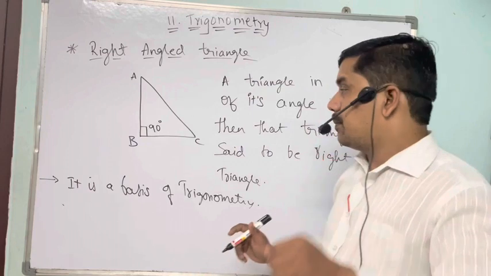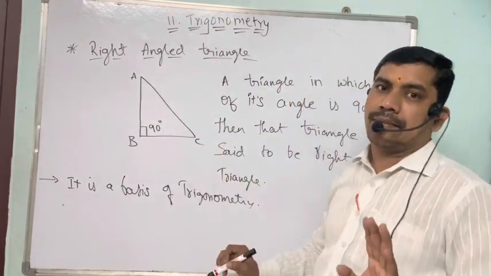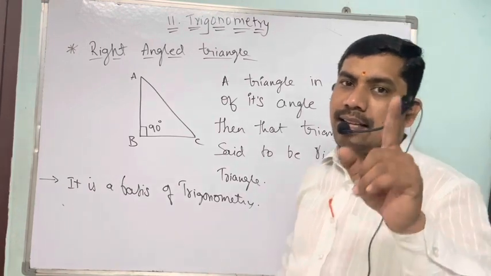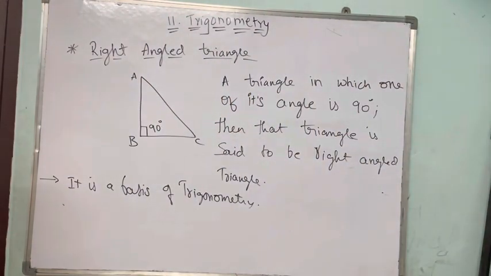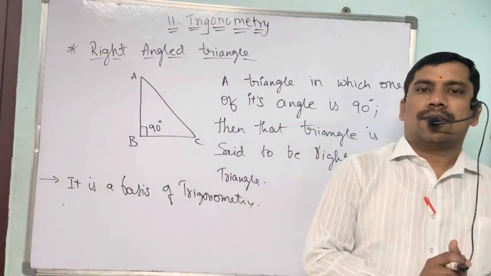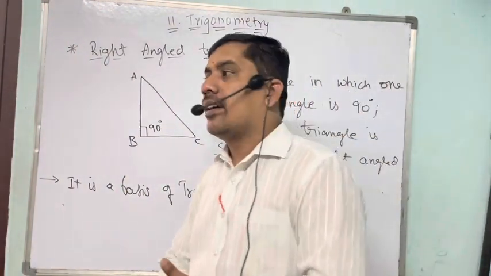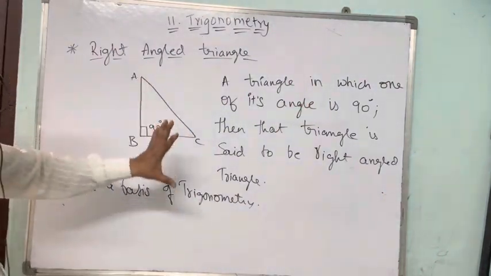Right. And remember, one angle is 90, and the remaining two will be acute angles. Acute angles means the angles less than 90 degrees. So in a right angle triangle, one angle will obviously be 90 degrees and the remaining two will be less than 90 degrees. Right. Okay. And look at one more point.